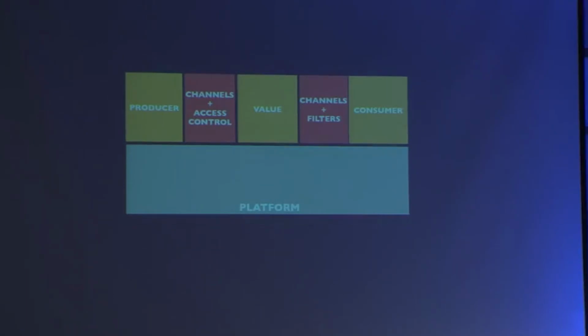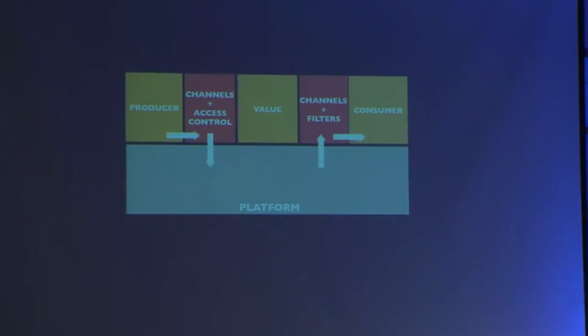A, what are the channels by which the producer accesses the platform, and how are we putting in access control on those channels? B, what are the channels by which consumers access the platform, and how are we putting in filters on those various channels, and how do those filters scale over time? In a similar manner, how does access control scale over time? Because if it's only manual, how do you ensure that it scales at the rate of the ecosystem?